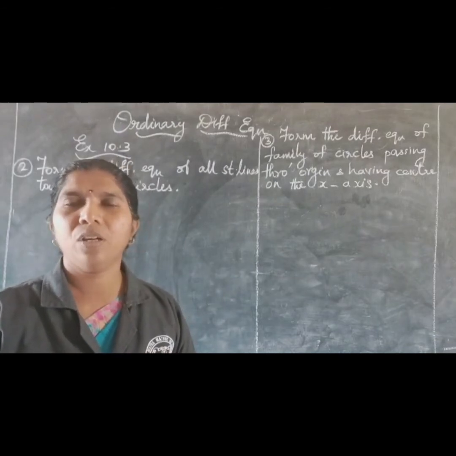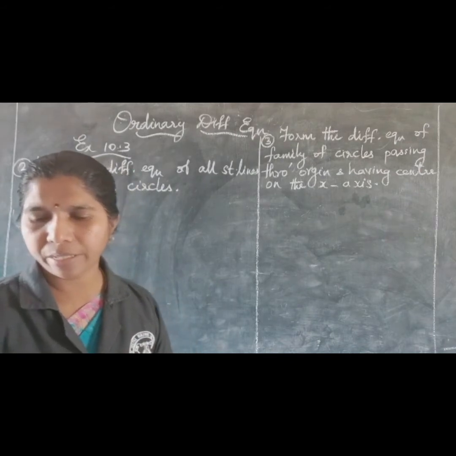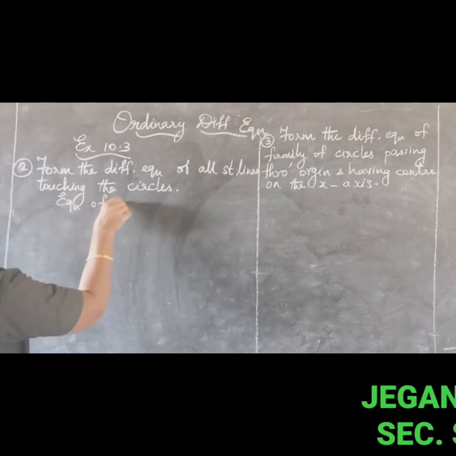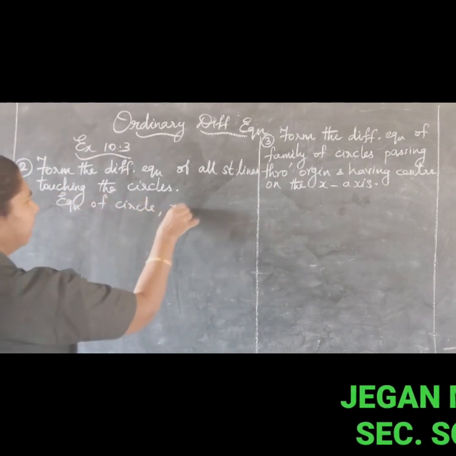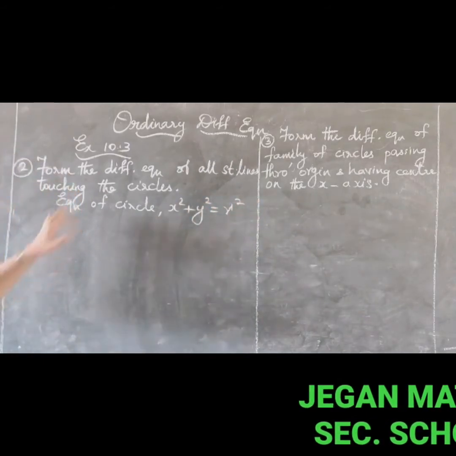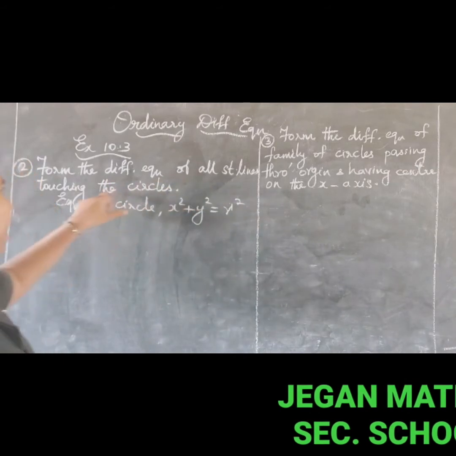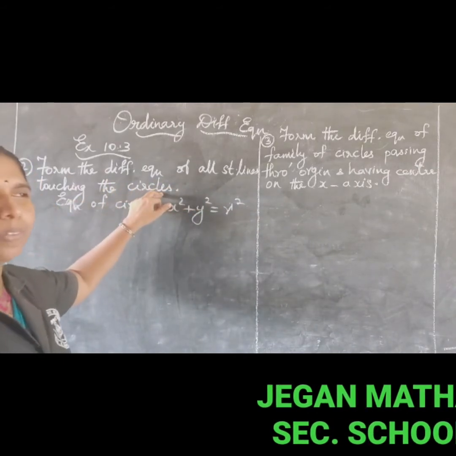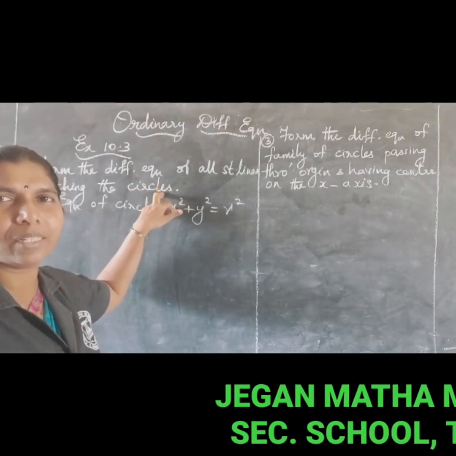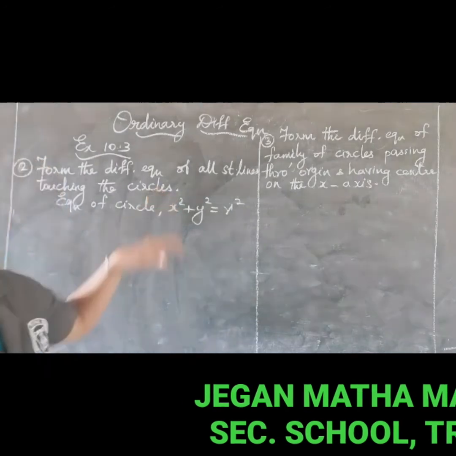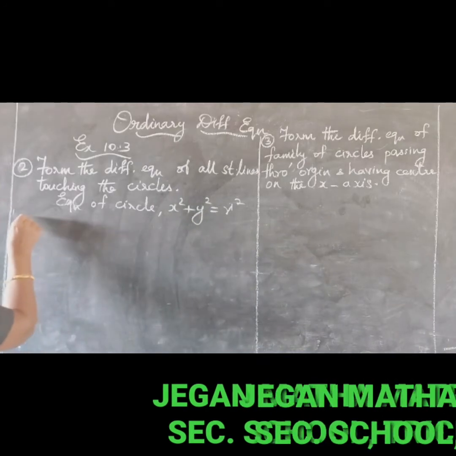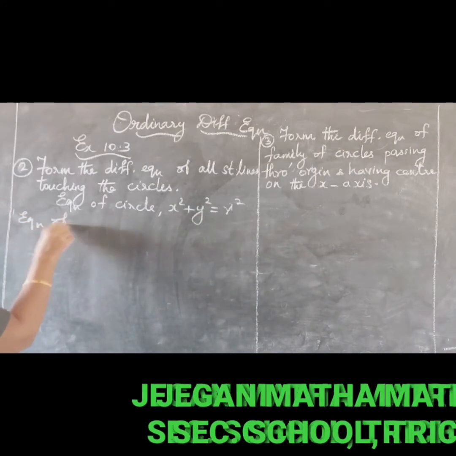Now first you should know what is the equation of circle. The equation of circle we have already studied: x square plus y square is equal to r square. And since it is given that the straight lines touching the circles, it represents the tangent to the circle. So now let us write the equation of tangent to the circle x square plus y square is equal to r square.